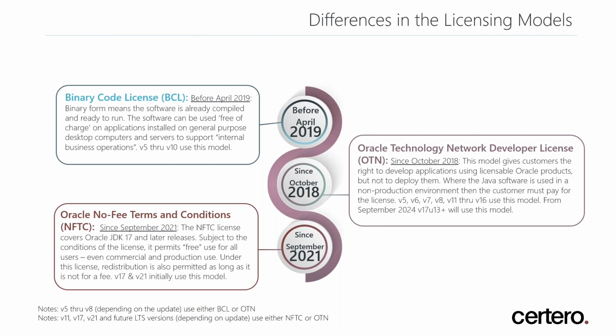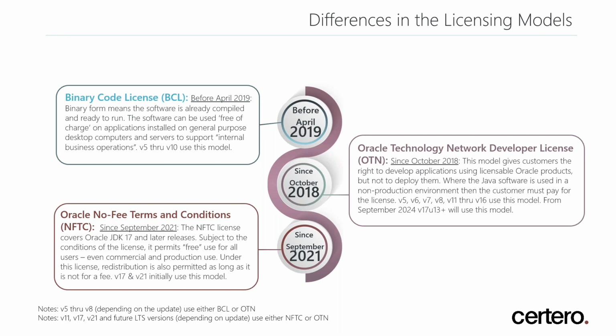So as I say, version 5 to 8, depending on the update, would use BCL and OTN. So what happened there was, as an example, version 8, update 211 and above, i.e. after April 2019, would be on the OTN, and the ones preceding it were on BCL. So you actually have one version that's using two models, and this is what's going to happen to version 17 over the next 1 year.